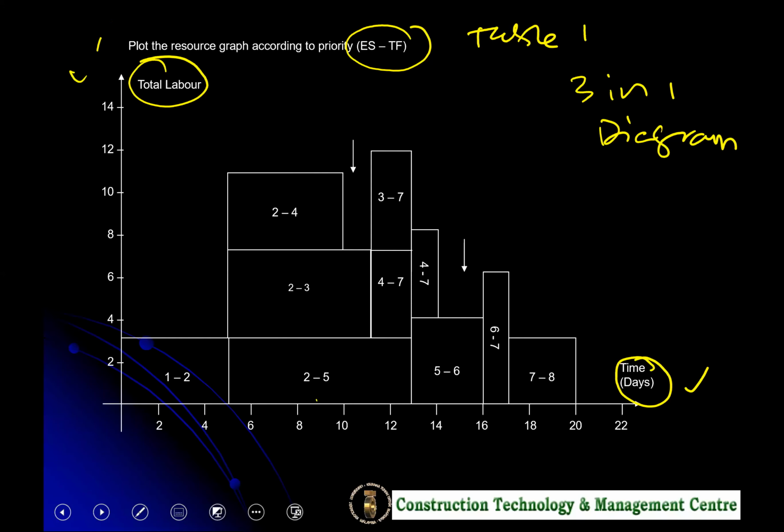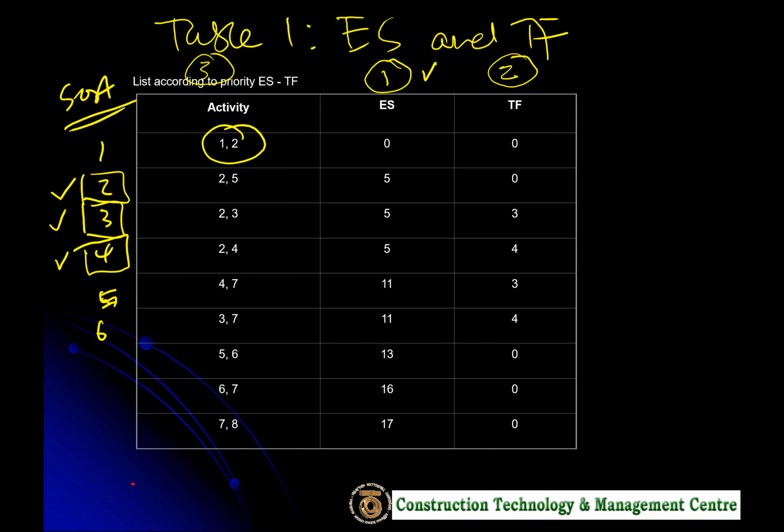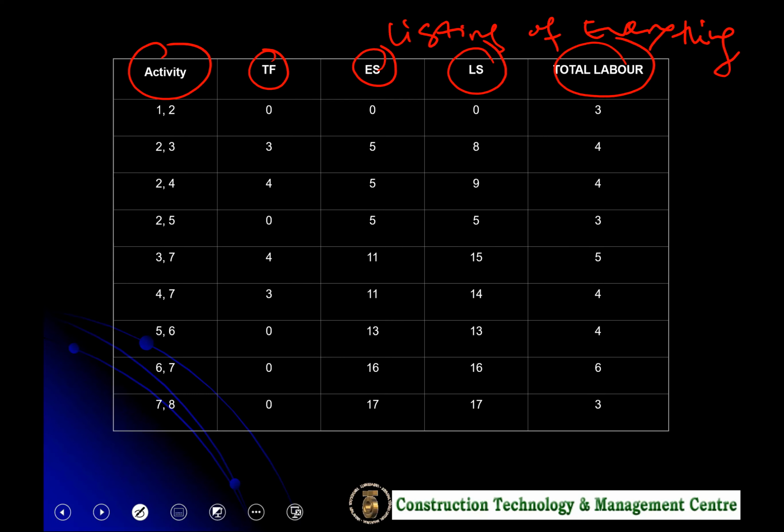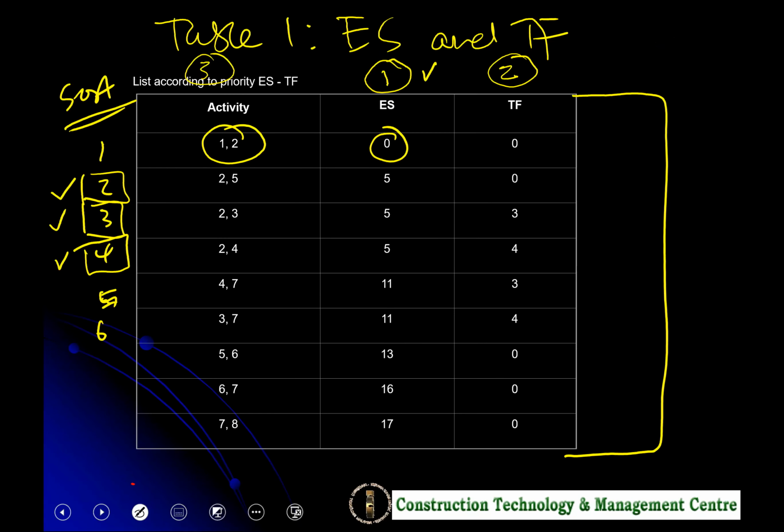Okay, so this activity, 1, 2, starts on the first day. And how many workers? By right, we should have another column for the number of workers here, but the number of workers is in this table: 3. So this will be 3.